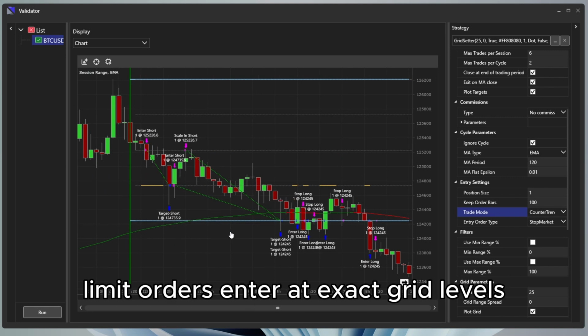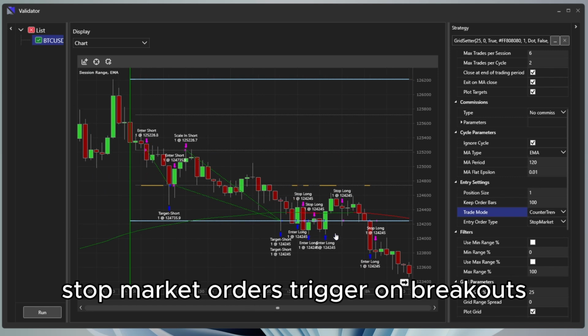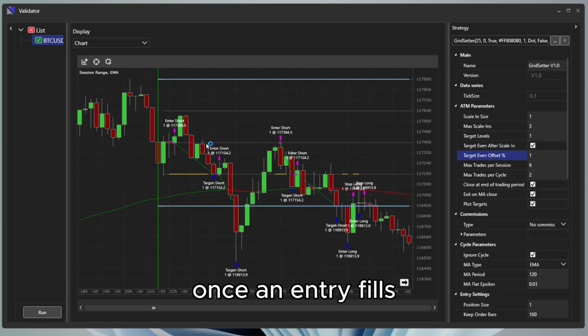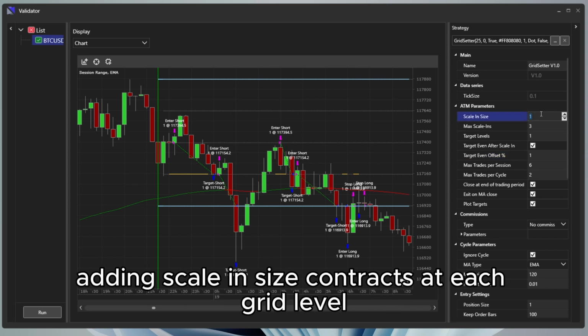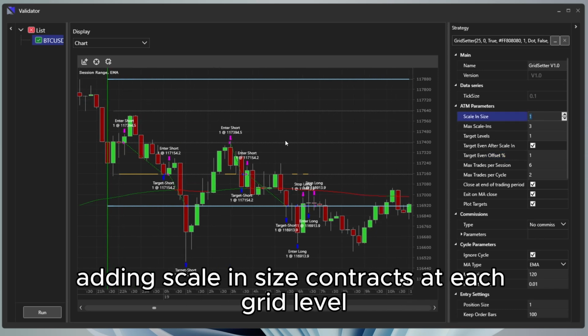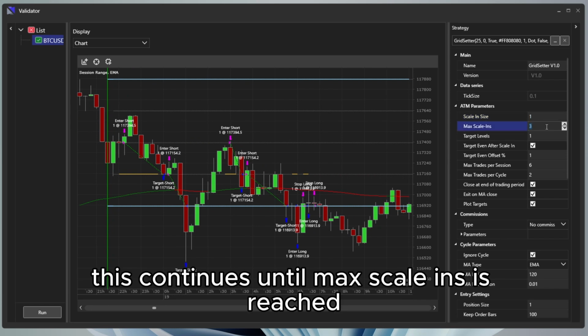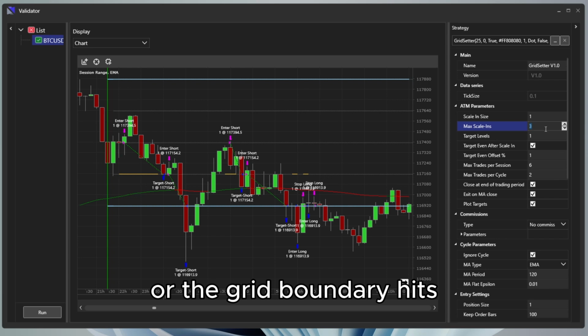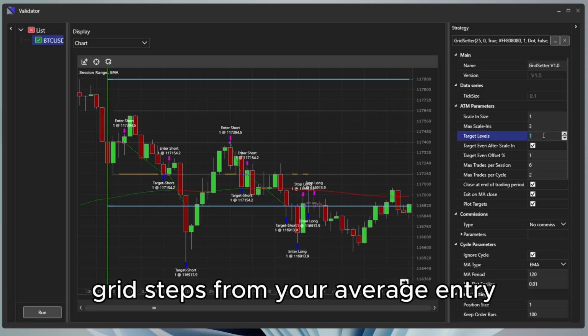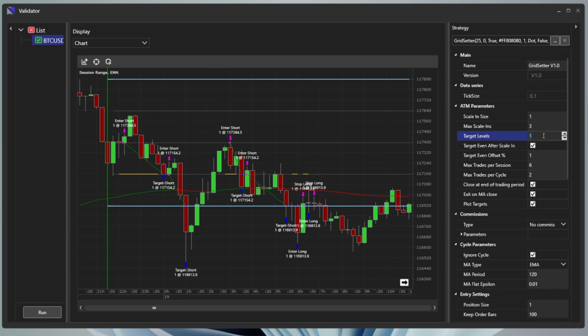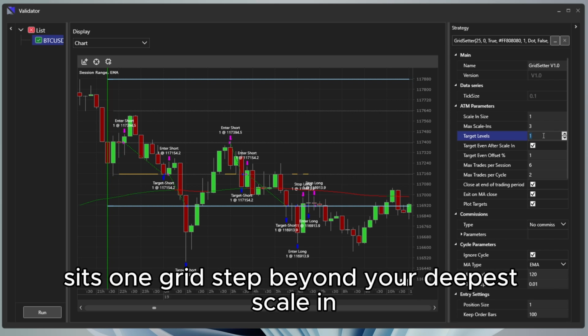Limit orders enter at exact grid levels. Stop market orders trigger on breakouts. Once an entry fills, the strategy scales deeper as price moves against you, adding scale in size contracts at each grid level. This continues until max scale-ins is reached or the grid boundary hits. For exits, the profit target sits target levels grid steps from your average entry, and the stop loss sits one grid step beyond your deepest scale-in.